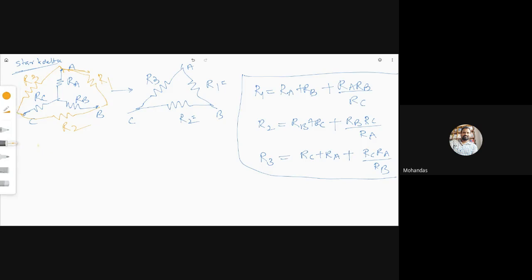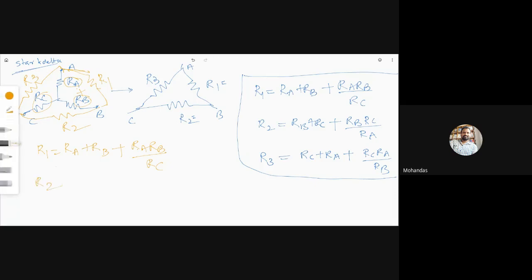Now, while writing the R1 formula, for R1, what are the adjacent resistors? Please tell me. R1's adjacent resistors, what are they? One is RA, the other RB. So add these RA and RB here: RA plus RB, sum of the adjacent resistors, plus the product of these adjacent resistors, RA RB, divided by the other resistance here, RC. Automatically, if RA and RB are there, then RC is the remaining one.